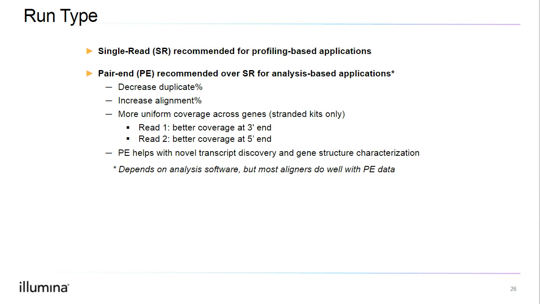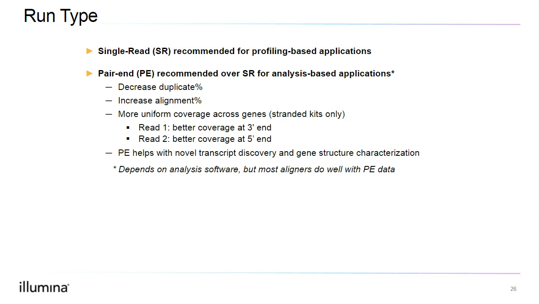In terms of run type, we often recommend a single read for profiling-based applications and paired end reads for analysis-based applications. Paired end reads will decrease percent duplicates, increase percent alignment, and give us more uniform coverage across genes. Because our stranded mRNA and stranded total RNA kits give us stranded information, we know that read 1 has better coverage at the 3' end, and read 2 has better coverage at the 5' end. So if we go ahead and perform paired end sequencing, we'll be able to get better coverage at both ends.